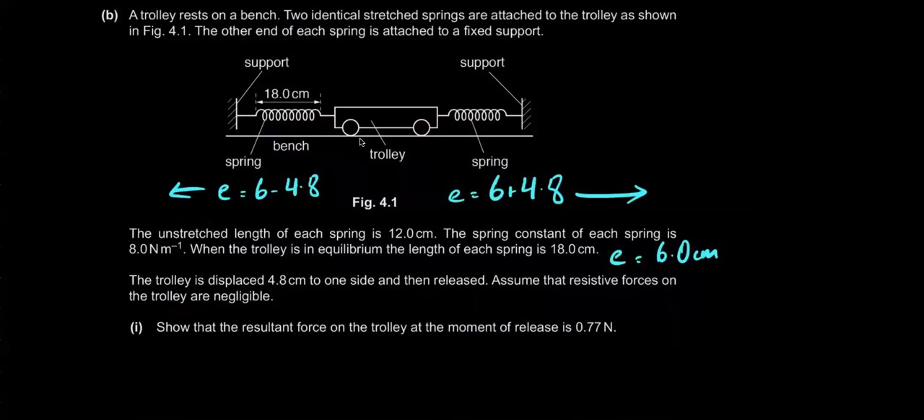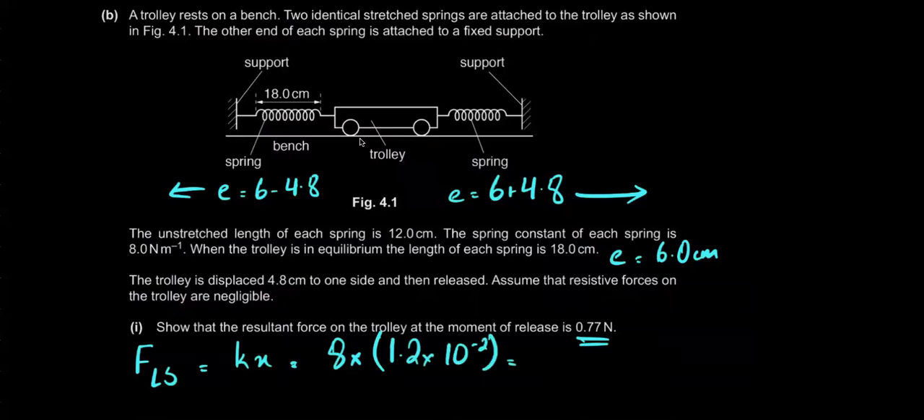So if I now try to show that the resultant force is 0.77 Newtons, let me just first calculate the force on the left spring, right? So that would be Kx. So K is 8 Newton per meter. So I would need to convert the extension to meters as well, right? So this would be 6 minus 4.8, so this is 1.2. So 1.2 into 10 to the negative 2. This would be the force exerted by the left spring. And again, this force is also towards the left. So this turns out to be 0.096 Newtons.